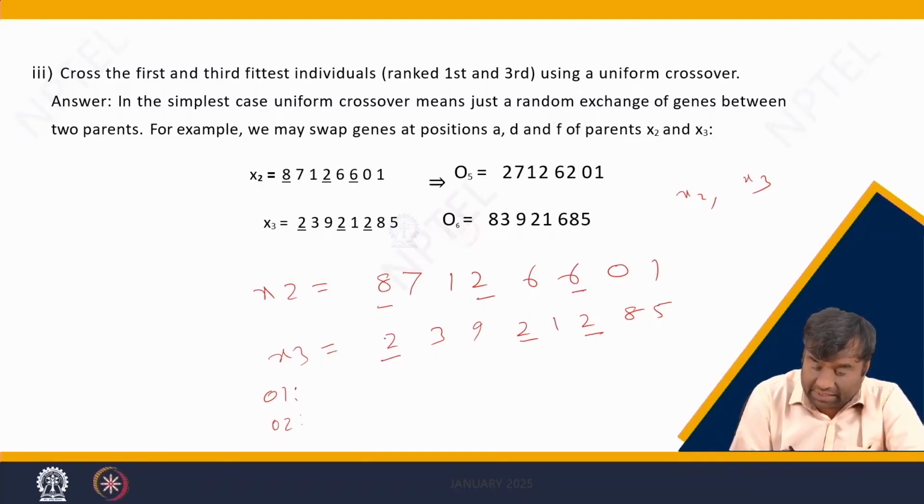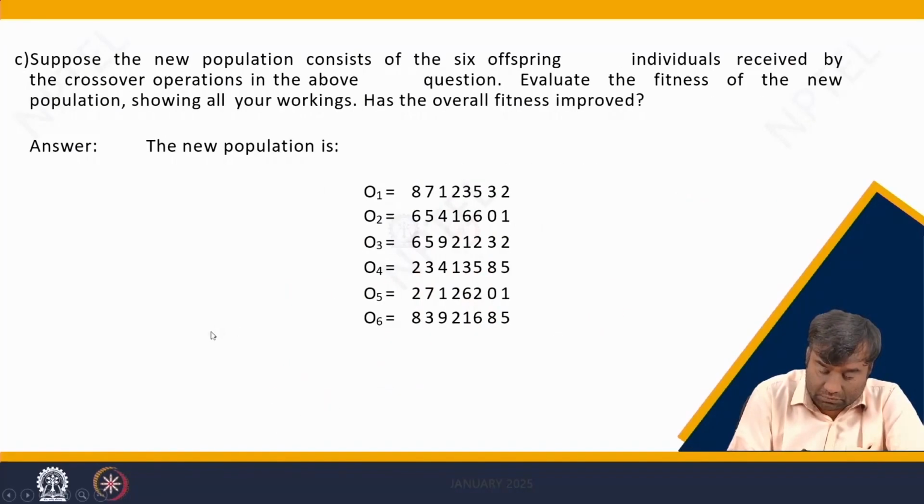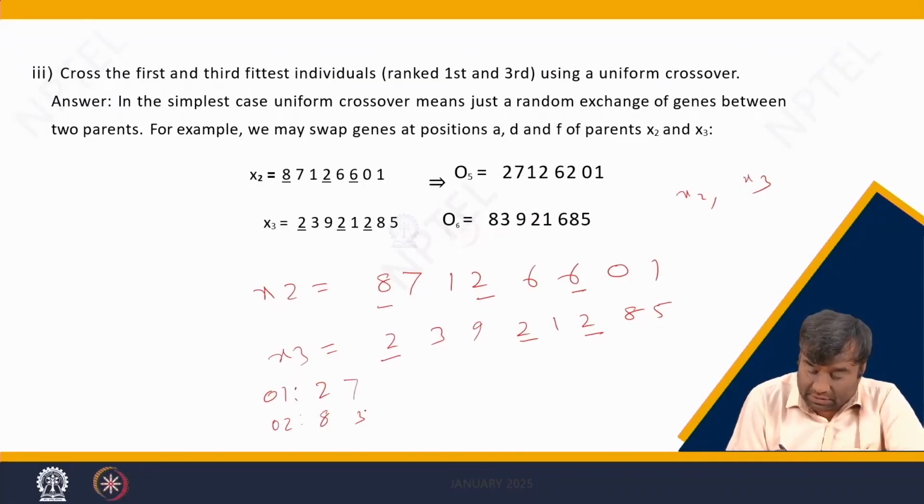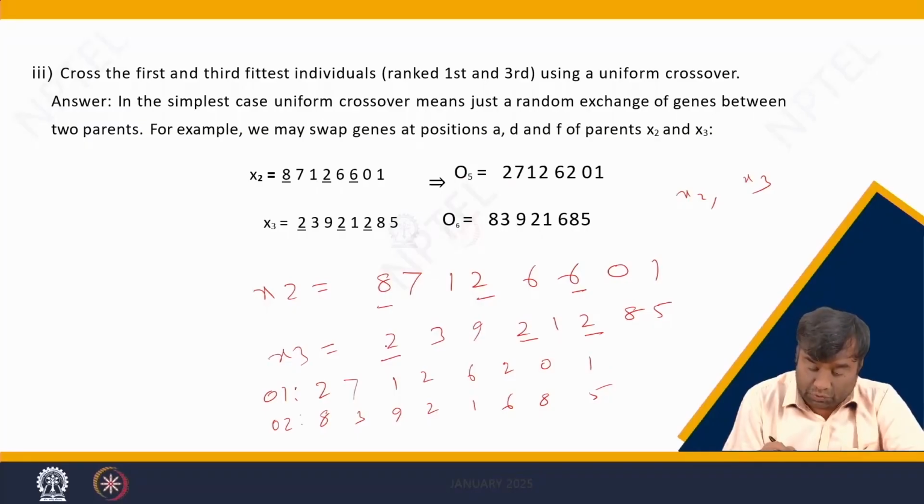So you will get the exchange, here you will get 2 8. 7 3 will be as it is, then 1 9 will be as it is. Now 2 and 2 change, 6 1 will be as it is. Now 2 and 6 swap their positions, 0 8 is the same, 1 5 is also the same. So offspring 5 is 2 7 1 2 6 2 0 1. Offspring 6 is 8 3 9 2 1 6 8 5.